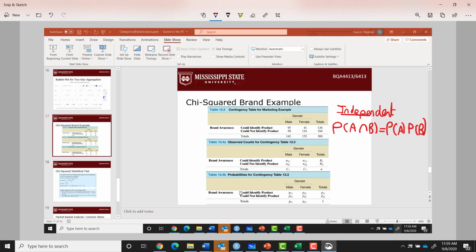This only happens if they're independent. So say, for example, what's the probability of your professor being a nice person and the probability of your professor having ginger hair, red hair? Those should be independent. There shouldn't be any relationship between the two categories.